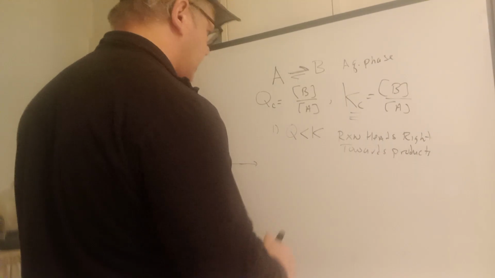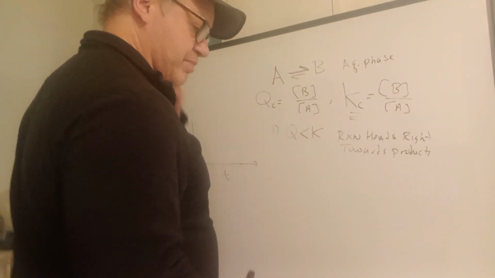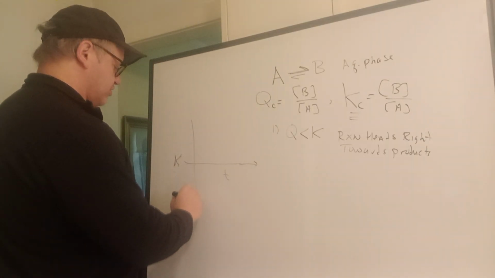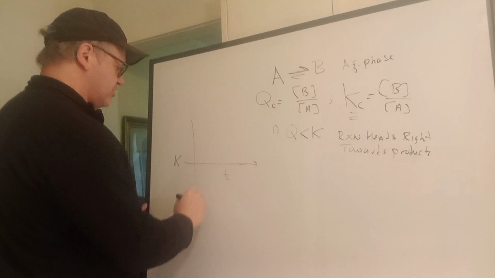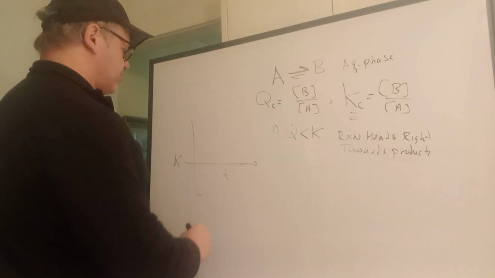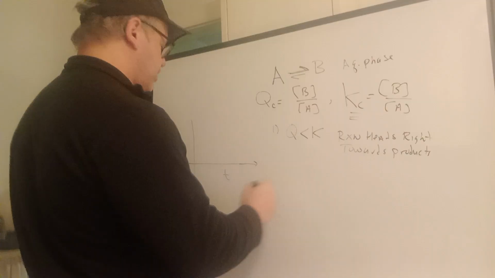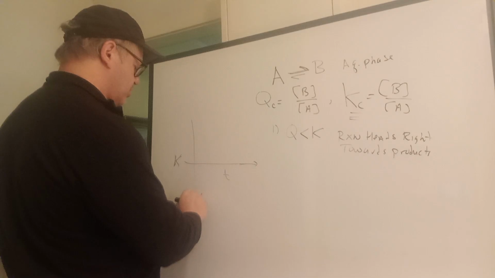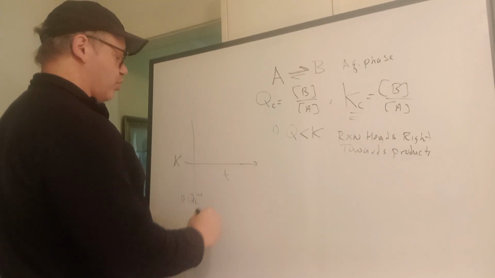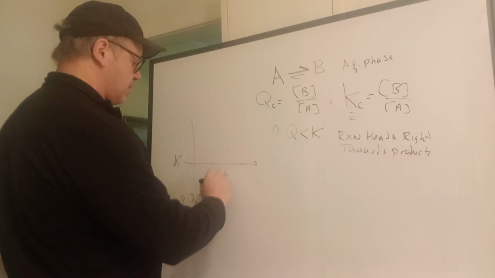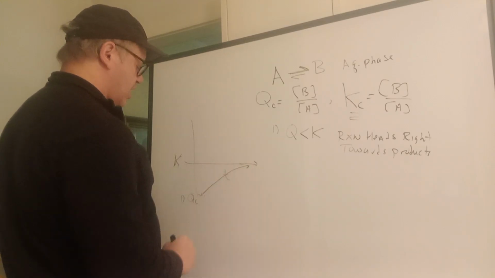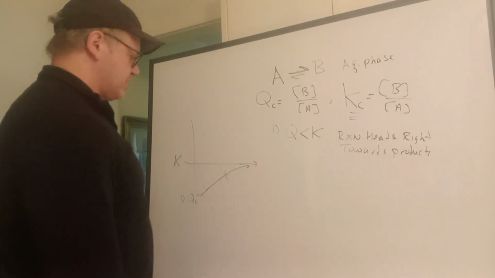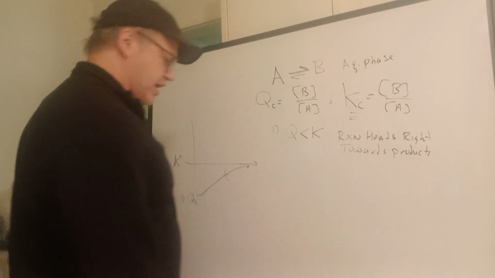And so on the diagram, the way this will look is when Q is less than K, let's say Q starts out down here somewhere, what you'll see is that when it heads to the right towards products, it's going to increase the value of Q. So let's say here's Q. We'll put a little 1 here, meaning case 1. It's going to increase this way towards K. This is the value for K. I just drew it as the midline here on this axis.